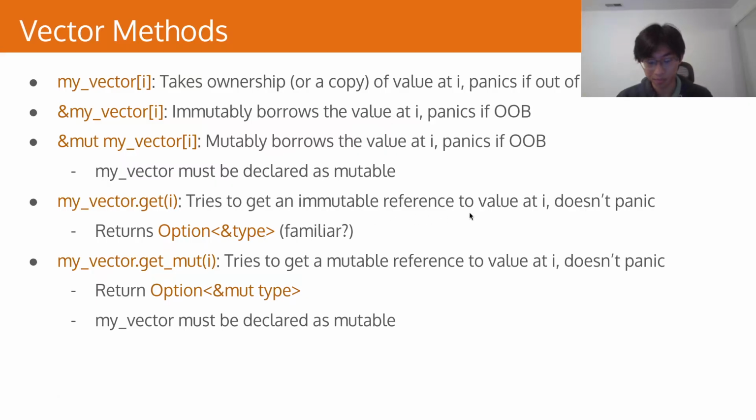So in this case, it won't panic if it goes out of bounds. And this gives a reference to that object inside the vector. But you can also use get_mut to get a mutable reference to that object. Right? And again, in order to get a mutable reference, the variable must be declared as mutable to begin with.